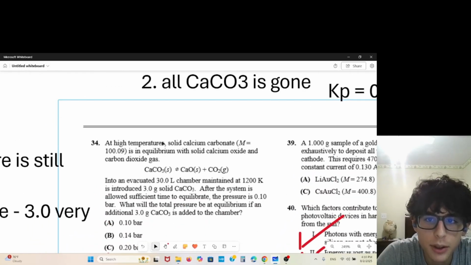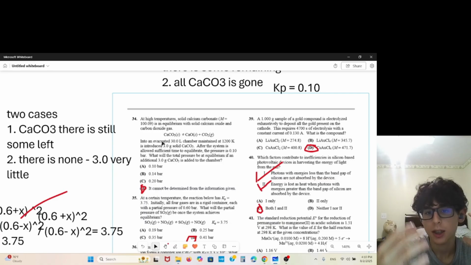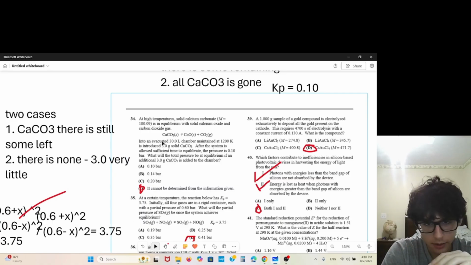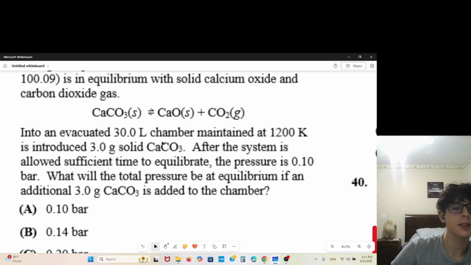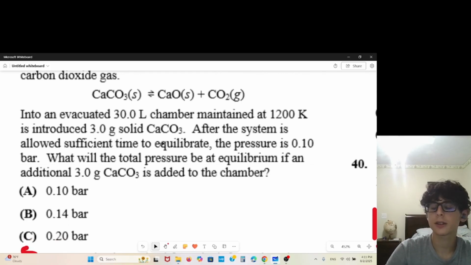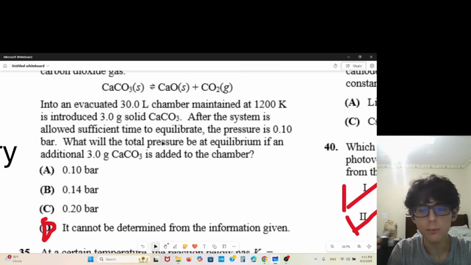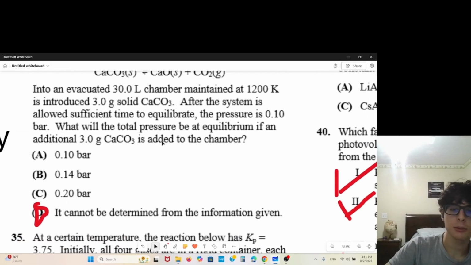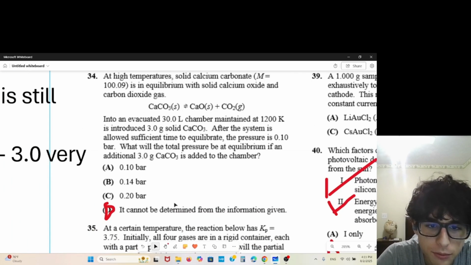Okay, we have a lot of big numbers here and a small amount of CaCO3 relatively. So we have to think about this, right? Initially, you might be like, Kp is 0.10, so it has to stay 0.10. You're not tricking me, USNCO. I got this right. No, because this is a weird case where D is actually correct and it cannot be determined.